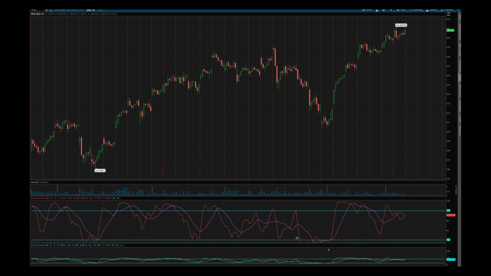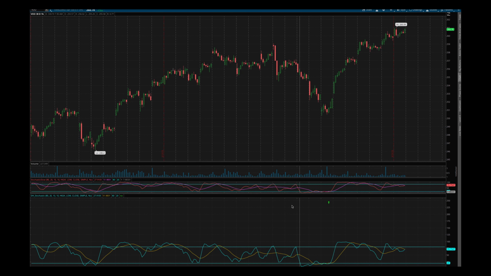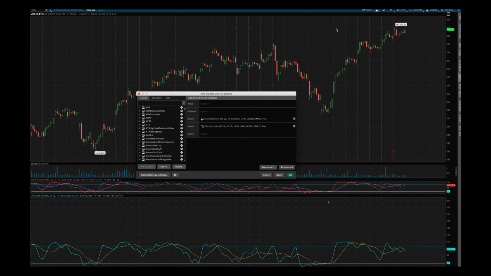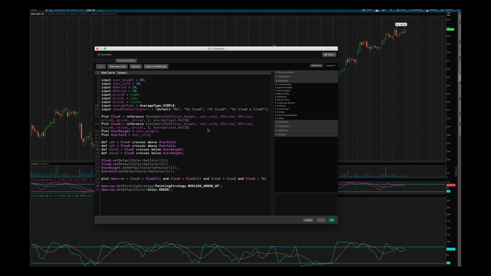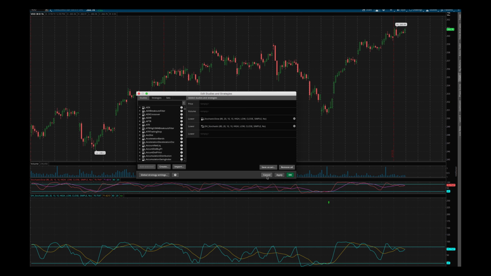Alright, so anytime this yellow line, you can change the colors, is having an upward movement, and this blue line is below it but moving upward, I want an arrow to fire off, marking a theoretical buy. So here's what the source code looks like. Here's the thinkscript. It created the arrow and the conditions for it, and I'll put that in the description for you guys if you want it.